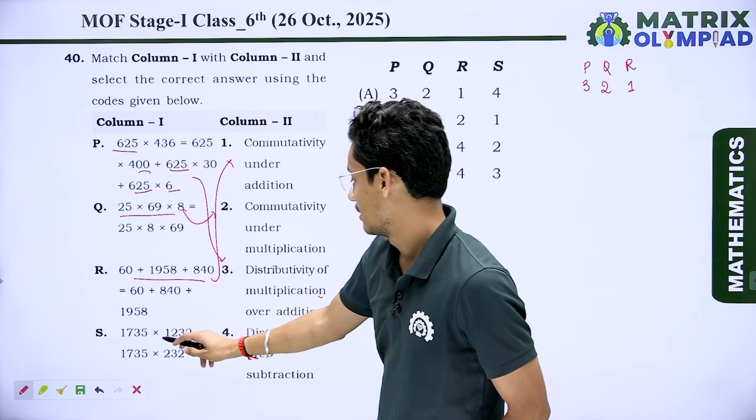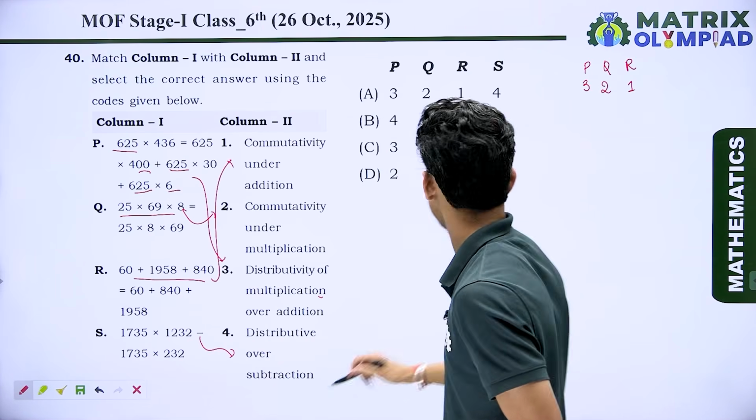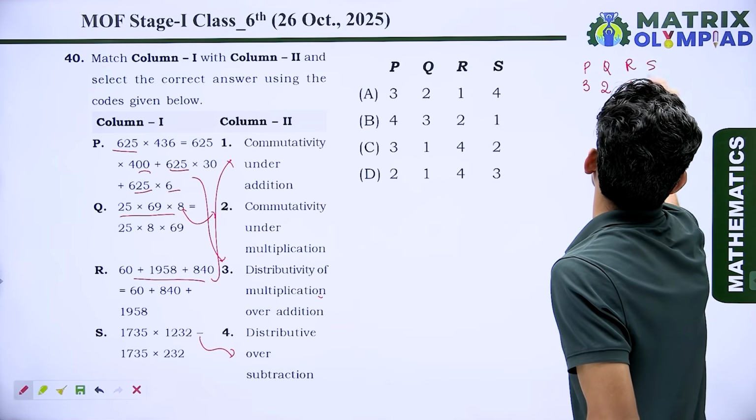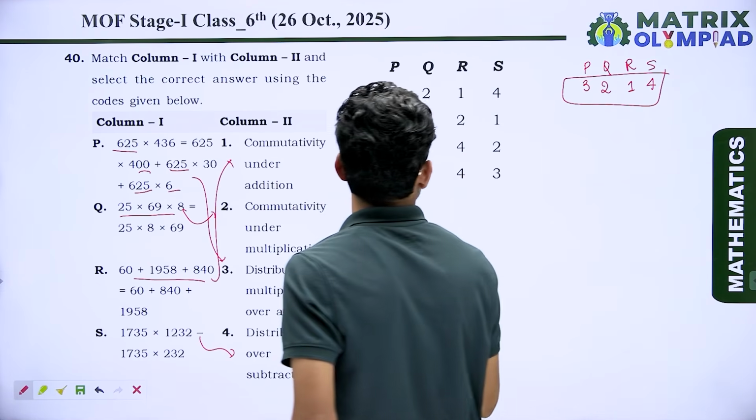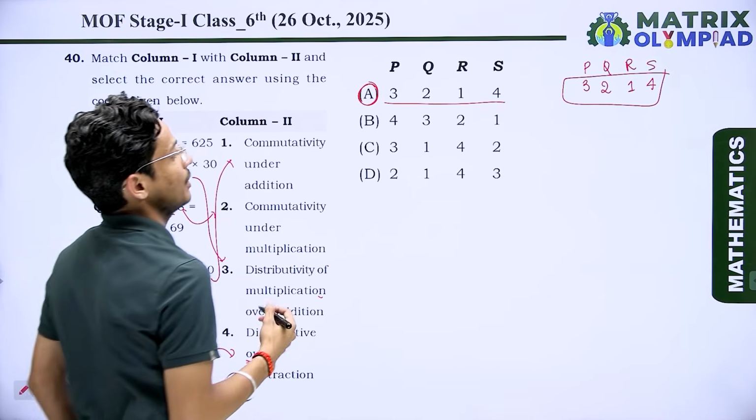Last, S. This is the distributive over subtraction. It means S is connected to 4. So the correct option is 3, 2, 1, 4. So check 3, 2, 1, 4. It means option number A is the correct answer over here.